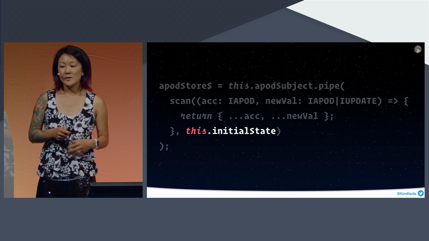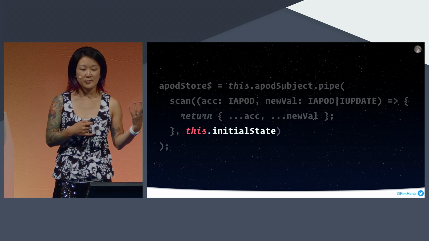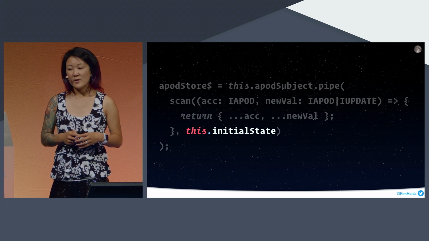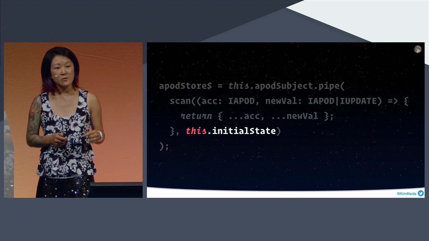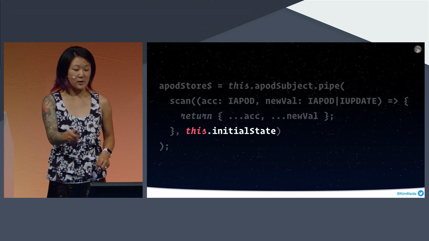Finally, the last thing here is an initial state, because if there's no initial value passed to the scan function here, like this, then the first value that you emit using next just automatically becomes the first state, and it will skip running through that function.